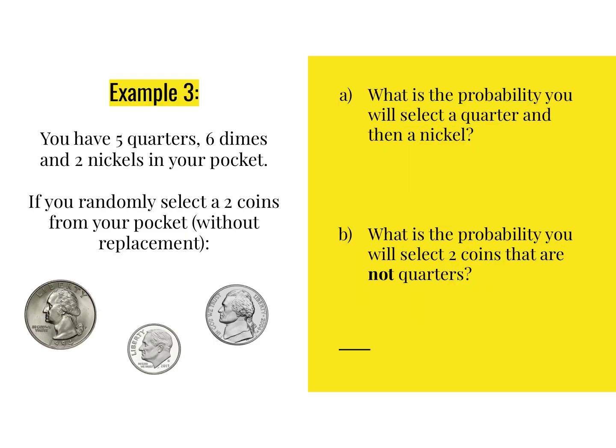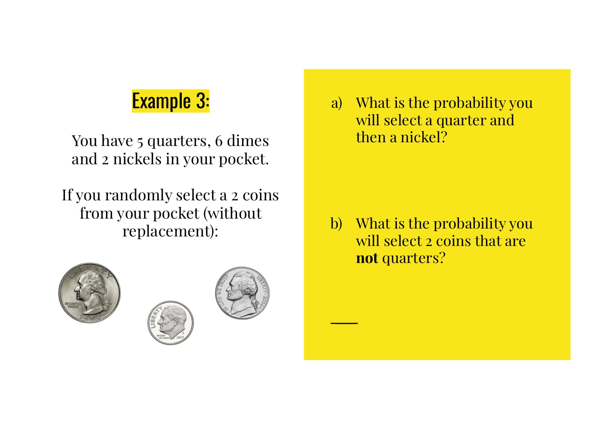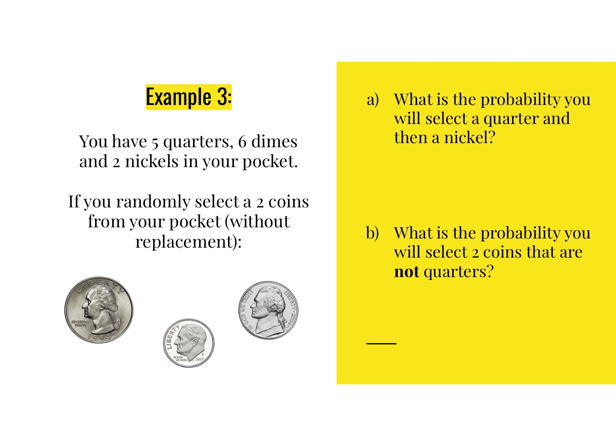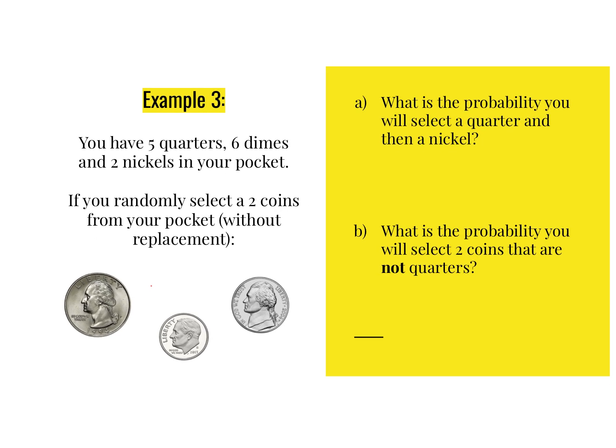Let's take a look at another example here. This one, instead of Skittles and M&Ms, we're going to transition to some coins. So looking at this one, we've got 5 quarters, 6 dimes, 2 nickels. Whenever we're looking at probability, we do always want to start with finding that total. So let's see how many coins we've got. We've got 5 plus 6 is 11 plus 2 more. That gives us a total of 13 coins in our pocket. What this question is asking us is if we randomly select 2 coins without replacement, what are the different kinds of probabilities that we can calculate here?